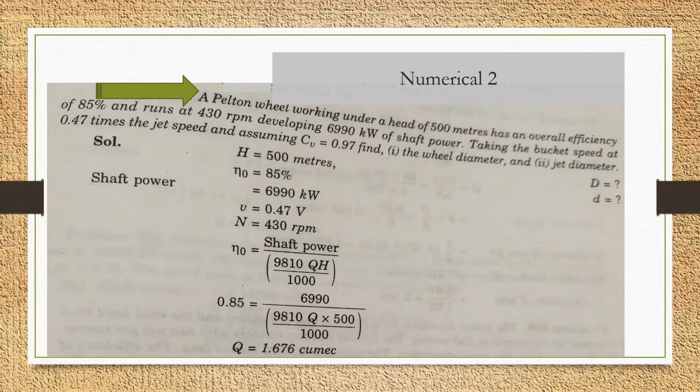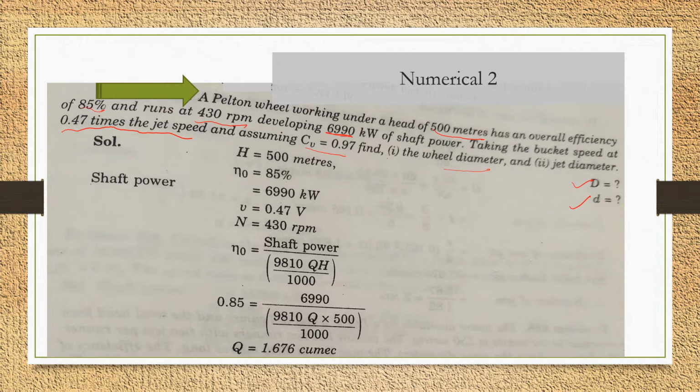Now, in this numerical, we are given the head of the turbine, that is 500 meters. The speed of the turbine is 430 rpm. Overall efficiency is 85%, and the shaft power developed is 6990 kilowatts. Now if we take the bucket speed as 0.47 times the jet speed and Cv equal to 0.97, we have to find out the wheel diameter, that is capital D, and the jet diameter, that is small d. So now let us see how we can solve this.